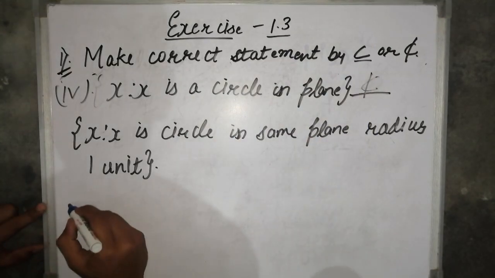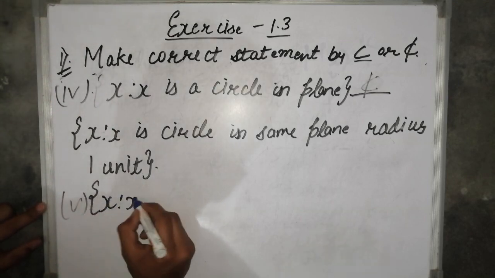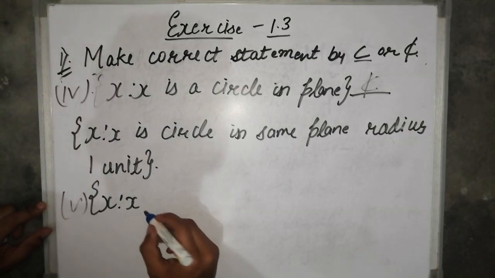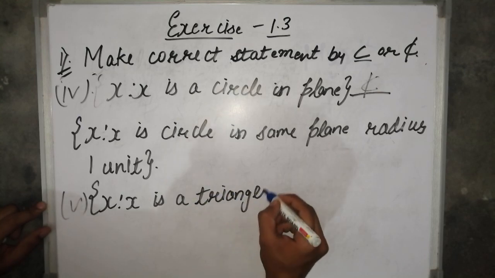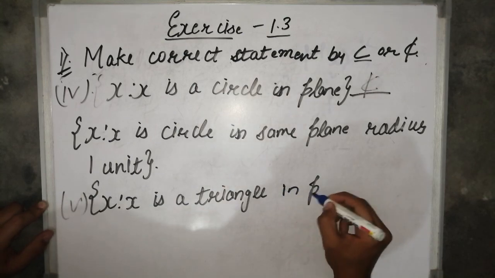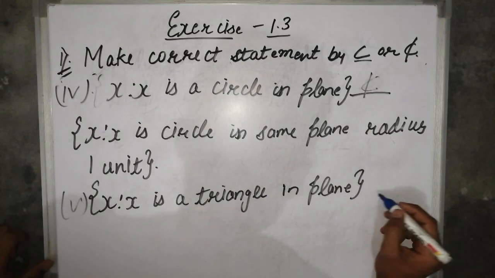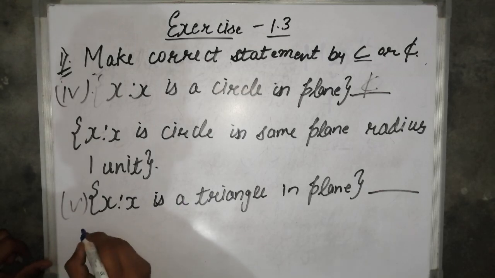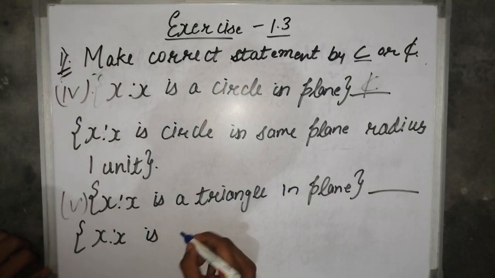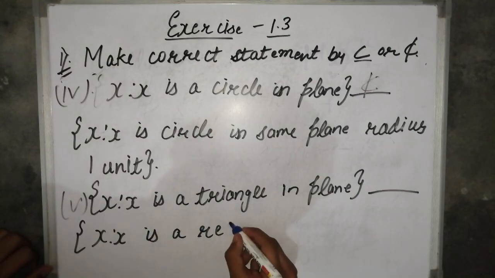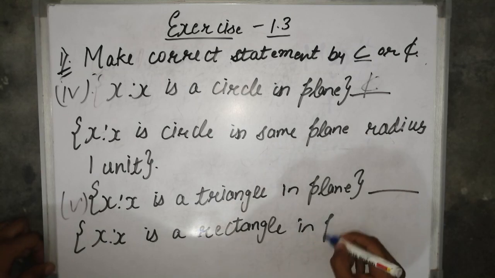Okay, now moving to the fifth part, we have {x : x is a triangle in a plane} and {x : x is a rectangle in a plane}.